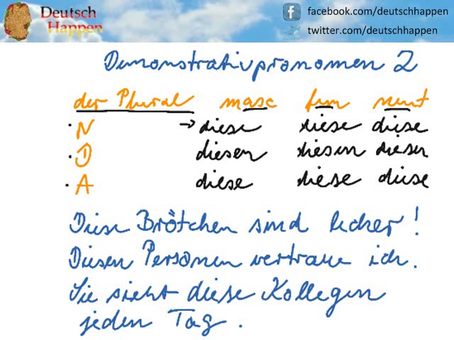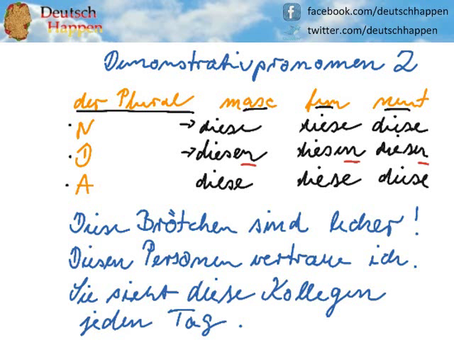Now, if we switch this to the dative, again, if we need an object in the plural, masculine dative is diesen, feminine is diesen, and neutral is diesen. So once again, the same form, but of course, pay careful attention that you have the extra N at the end.